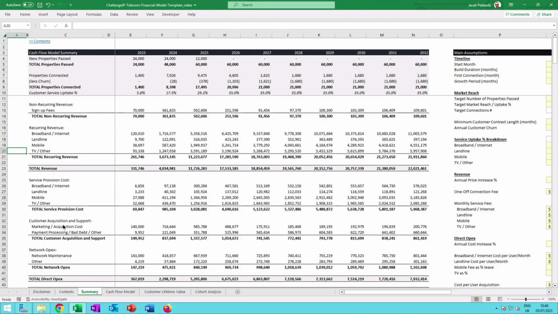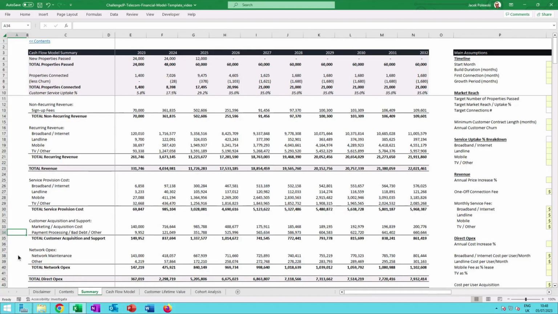There will be some calculations for the customer acquisition cost. So anything that you have to spend, for example marketing, for acquiring the customers, which will be directly related to the number of customers that you bring online. And then also you will have some other fees, for example payment processing fees, bad debt, and others. Those would be variable fees that are driven by the revenues. Again, I will get to those calculations in detail in a few minutes.